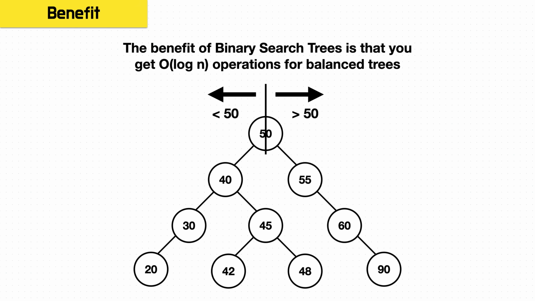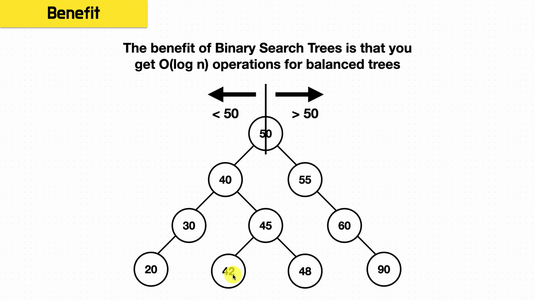So the benefit of a binary search tree is that the operations happen in O of log n time, just like binary search. If you're searching for a node in a tree, let's say 42, you can perform the process of binary search. So we start at 50, we know 42 is less than 50, so we must go left. Then we reach 40, we know 42 is larger than 40, so it must be in the right subtree of this node, so we move right. Then we reach 45, we know 42 must be smaller than 45, so it must be in its left subtree. Then finally, we reach the number 42.